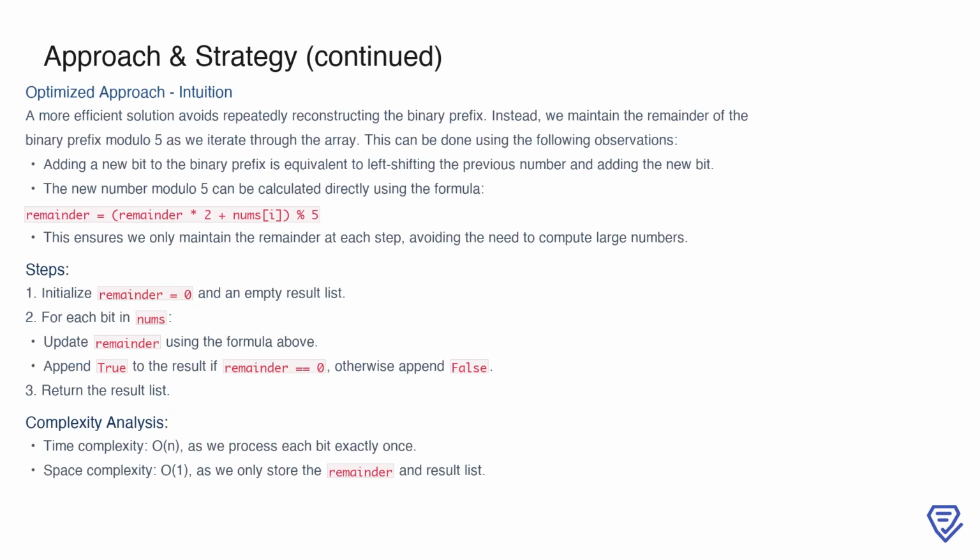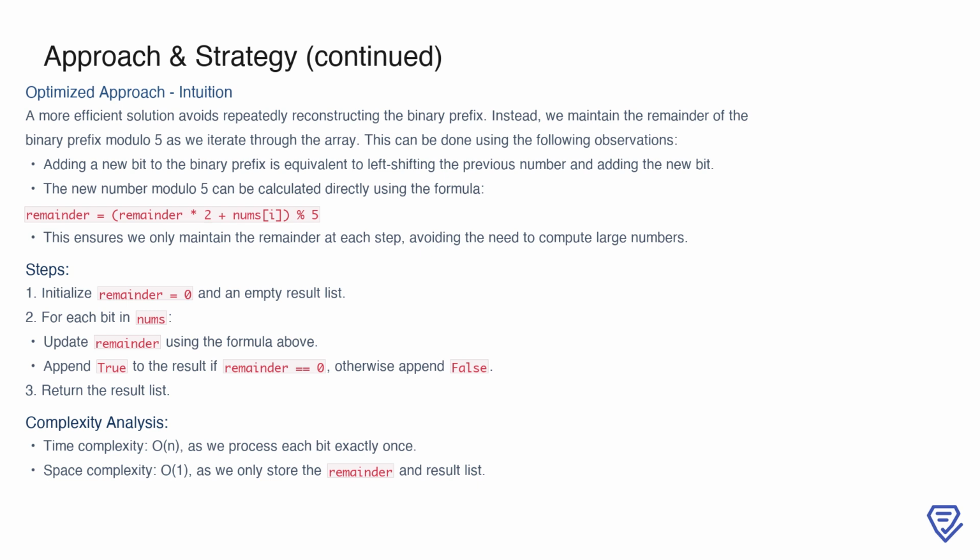Now, let's look at the optimized approach, which eliminates the repetitive conversion of binary prefixes into decimal numbers. Instead of reconstructing the full number at each step, we track the remainder of the binary prefix modulo 5. This approach relies on the property that adding a new bit to a binary number is equivalent to left shifting the current number and adding the new bit.